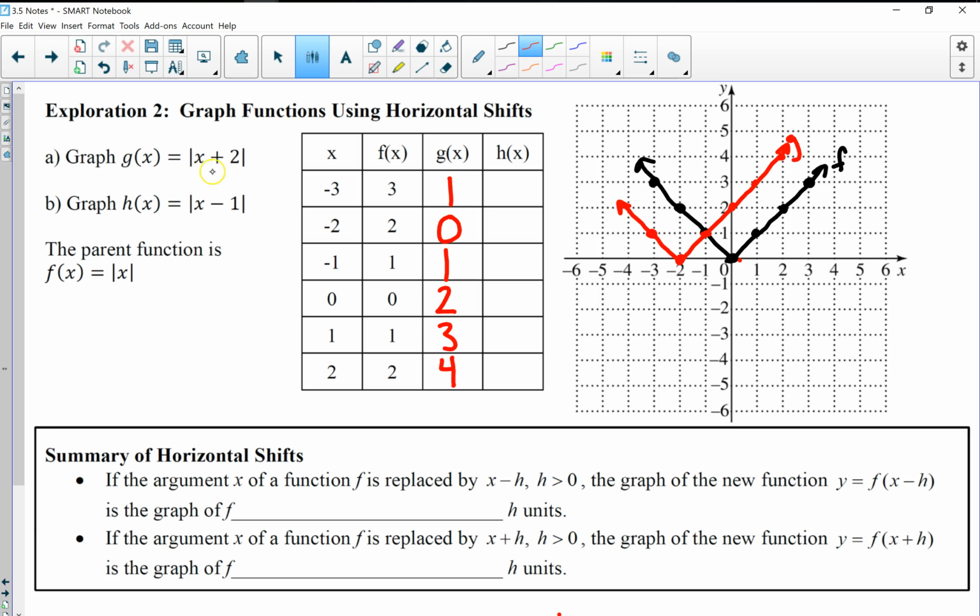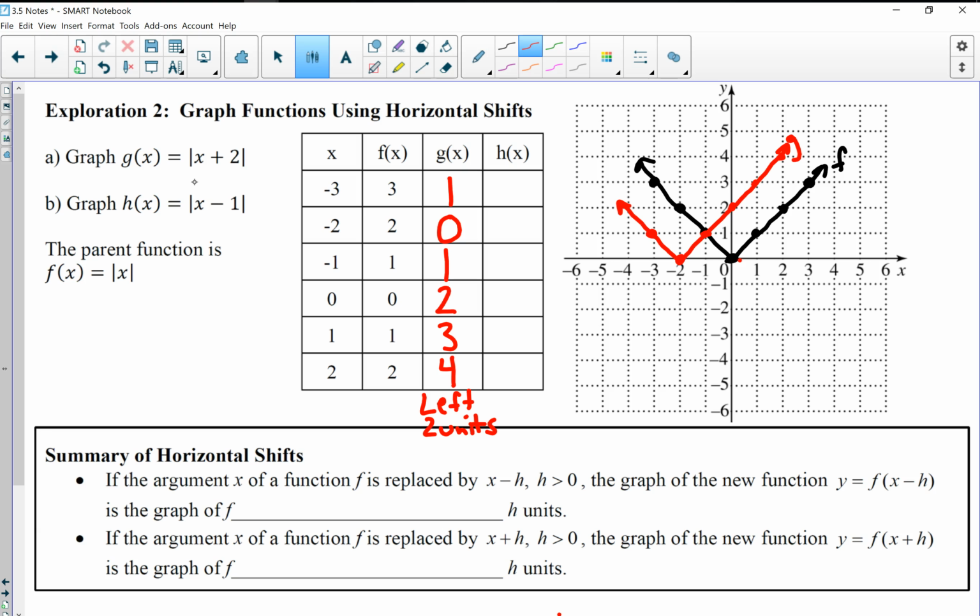So really it's kind of counterintuitive. When I first looked at this, maybe I would think that that +2 would move it to the right 2. But really, because of the nature of this 2 affecting my x before my parent function, it's actually the opposite. So that +2 is going to move all of our parent function values to the left 2 units. One way I remember that is that it's really the opposite of what we'd expect. When I see +2, I would think that it moves to the right, but in reality, it moves to the left.